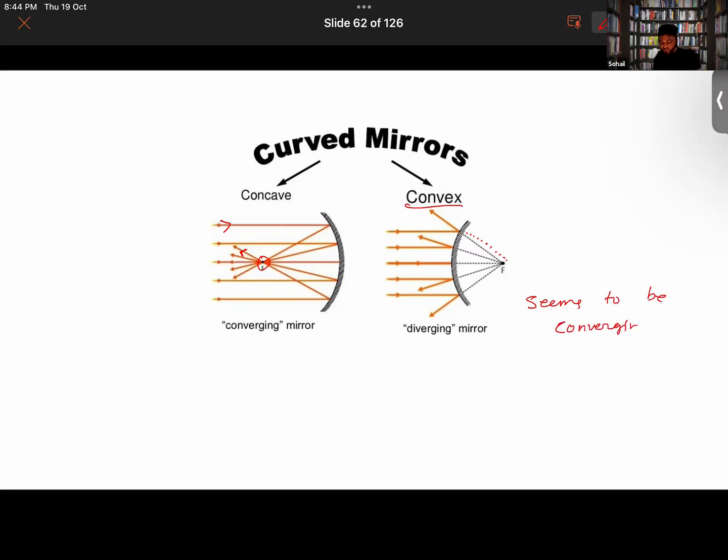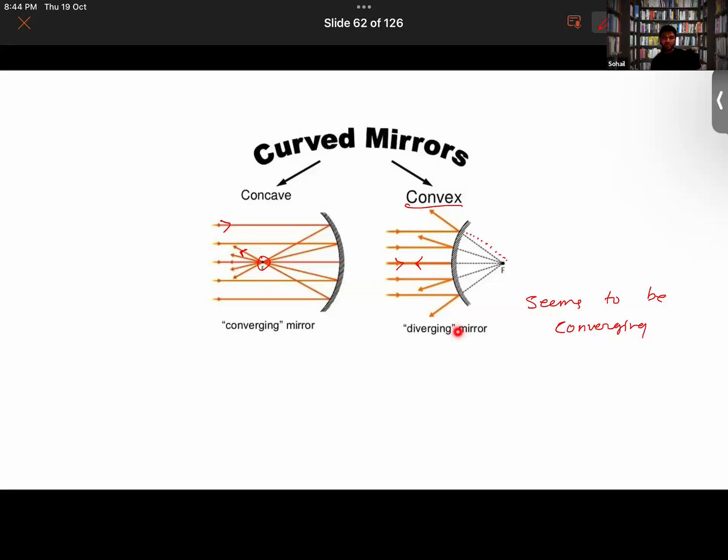It seems to be converging, but in reality, it diverges. Here you can see it is diverging in the same direction in which it came. It came in this direction and then got directed back in the same direction. Thereby, a convex mirror is called a diverging mirror, where the rays do not meet at a point in reality. It only seems to be converging, but in reality, it is diverging.